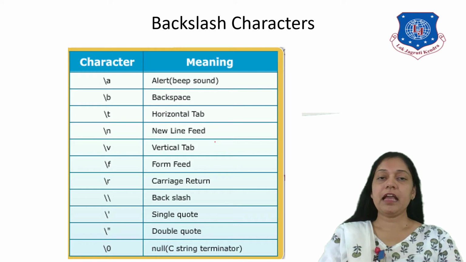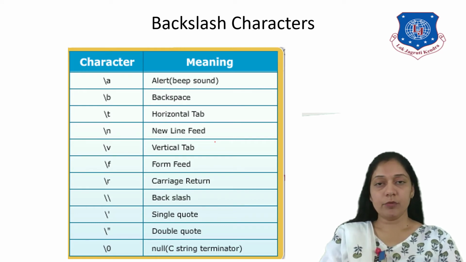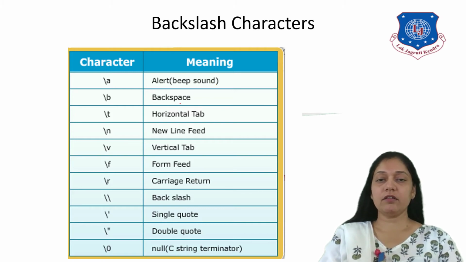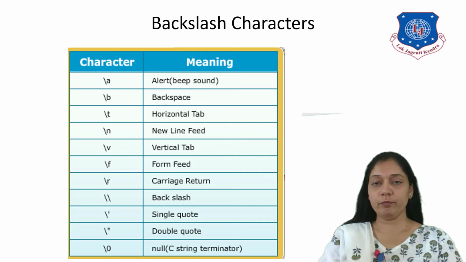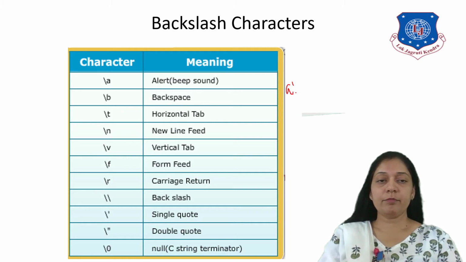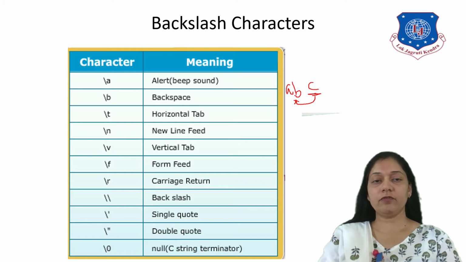In characters, we have some special backslash characters also, which we can use in our C program. This backslash character should also be enclosed in single quotes. Say if I write \a, it means an alert, or a beep sound would be sounded on your computer. \b means backspace. That is, your cursor moves one space behind. Suppose I have A, B and C and my cursor is after C, then when I write \b, it will go one character behind, that is B.